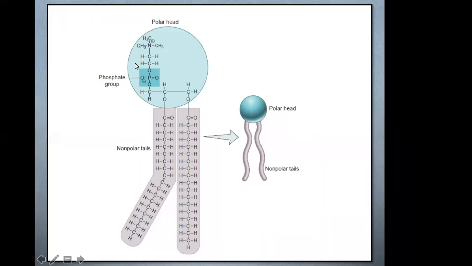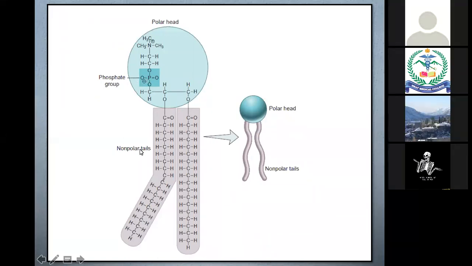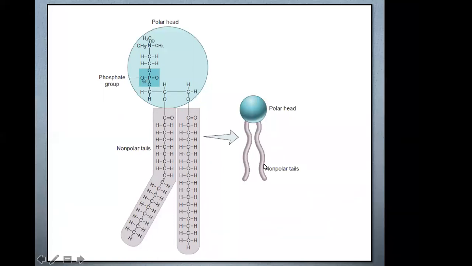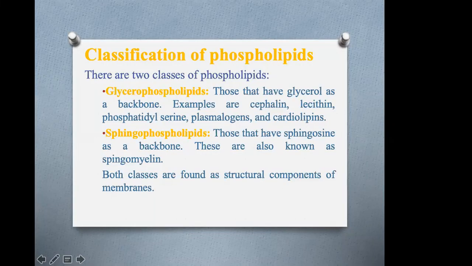This is the structure of phospholipid, which has a phosphate group. This is a polar head, this is a non-polar tail. The polar head contains the phosphate group. Now, classification of phospholipid is into glycerophospholipid and sphingophospholipid. Glycerophospholipid is further divided into cephalin, lecithin, phosphatidylserine, plasmalogen, and cardiolipin. Please remember these 5 names that belong to glycerophospholipid.